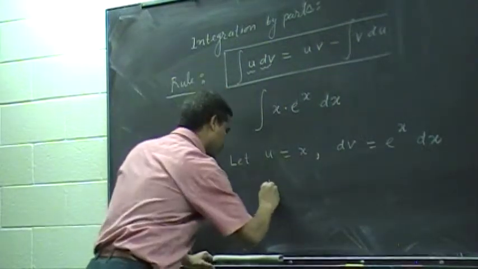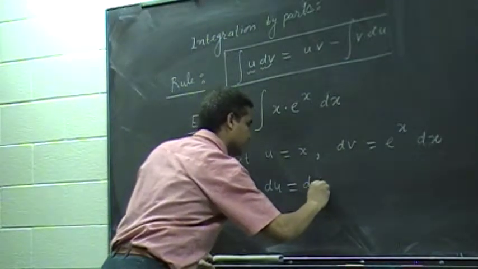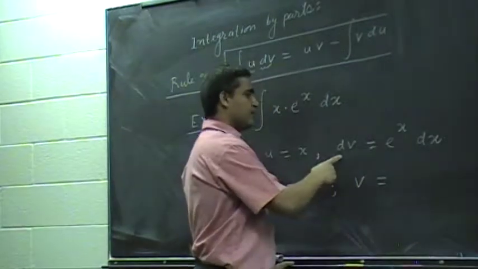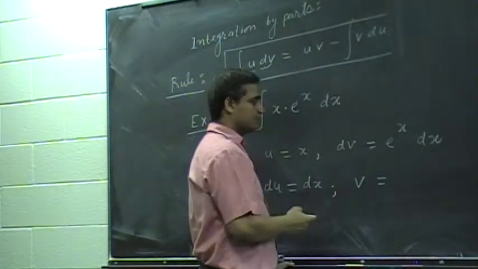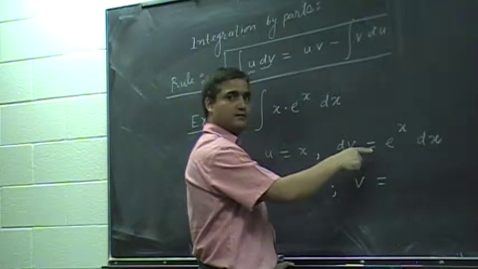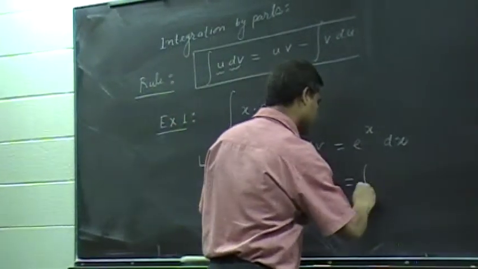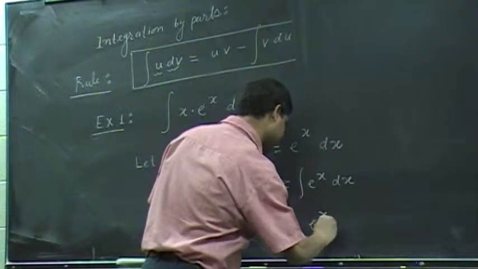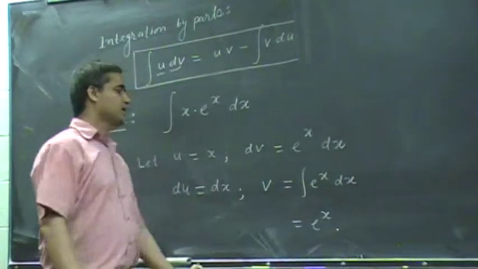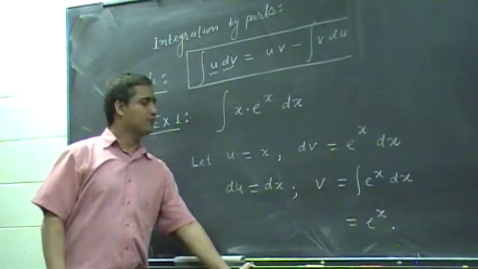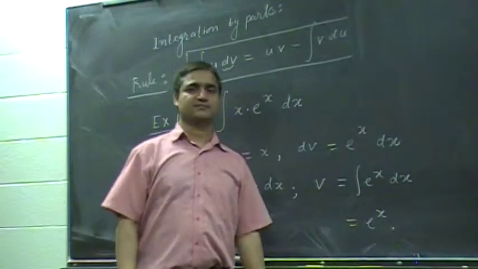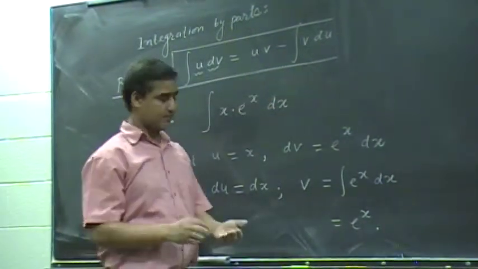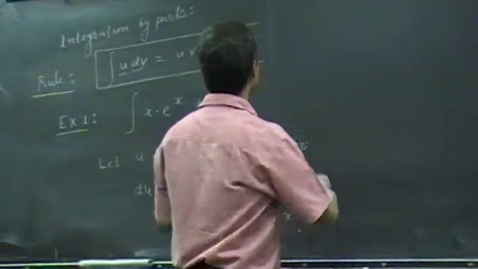Once we have u and dv, we need to know v and du. So let me find du, that is dx. And you are given dv. To get v, you have to integrate both sides. If you integrate this, you will get e to the x. Please note that we don't write plus c here. We write plus c after integrating at the end.